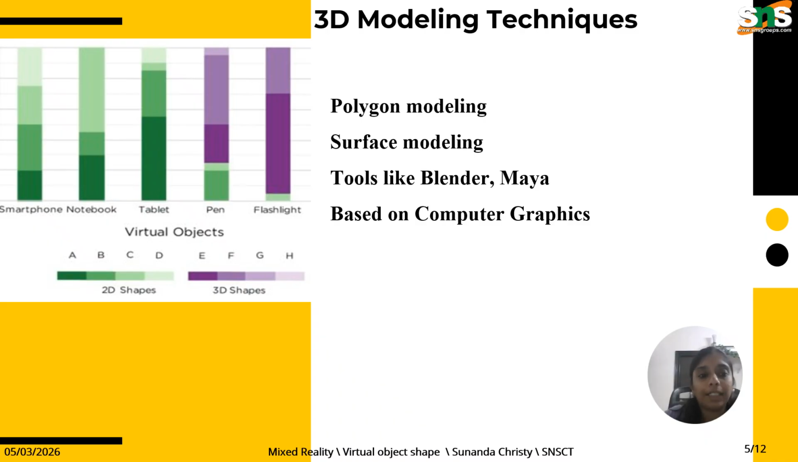Now 3D modeling techniques. When it comes to 3D modeling techniques, there are a few to be used. The first technique is surface modeling, which is polygon modeling. These modelings can be done in a few tools like Blender, Maya, and are also based on computer graphics. So this is how it is done to form the virtual objects.